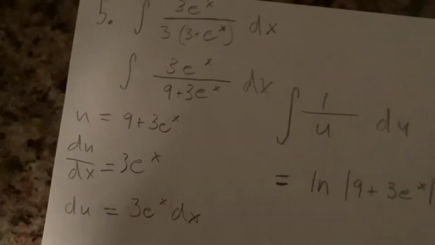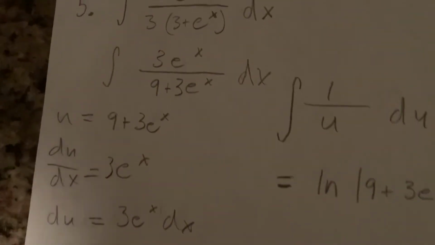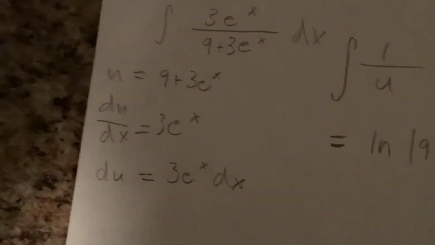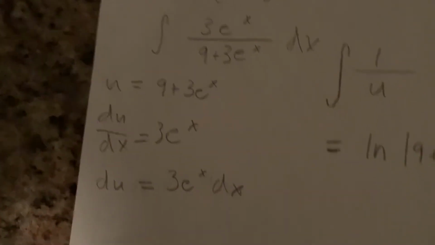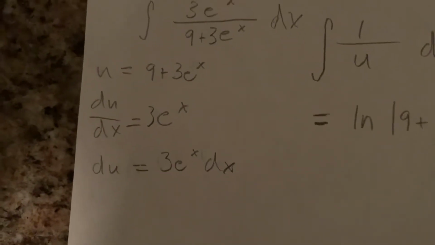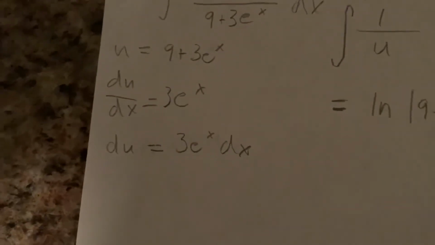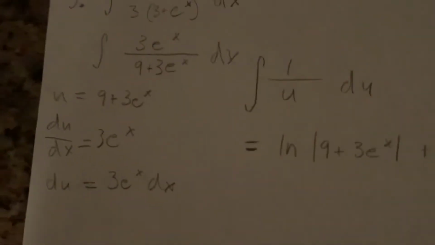So then we know that we could just set u equal to 9 plus 3e to the x, and we know that the derivative of that, du over dx, would then just be 3e to the x, and du would now be 3e to the x times dx. So then this worked out super nicely. Since this is 3e to the x dx, it's the same thing here.